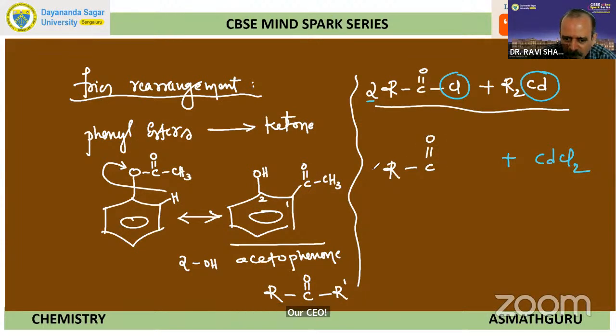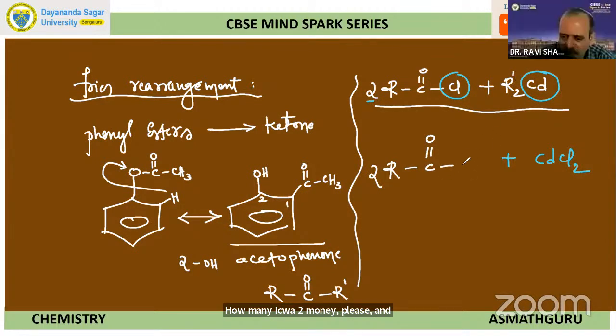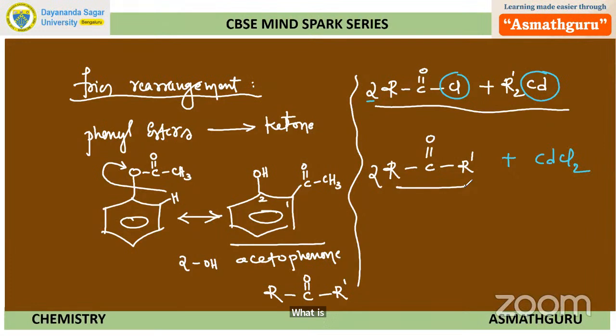How many RCO? 2 molecules. And R2 is there. That you write R here. And what is the formula? RCOR1. What is RCOR1? Ketone. Yes, sir. That's it. That is how you get it.